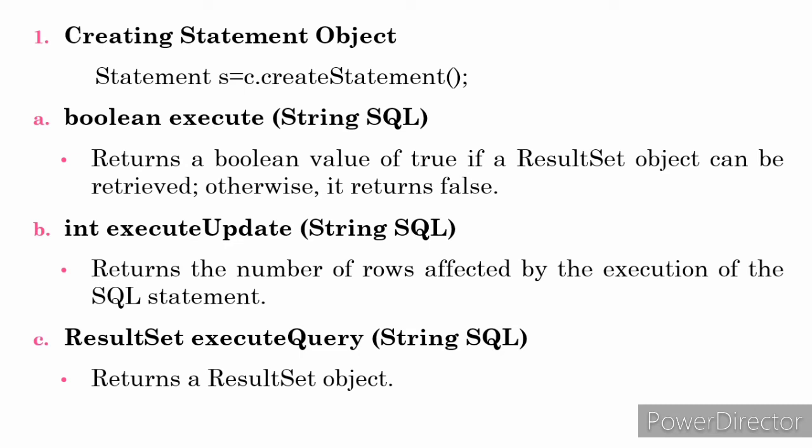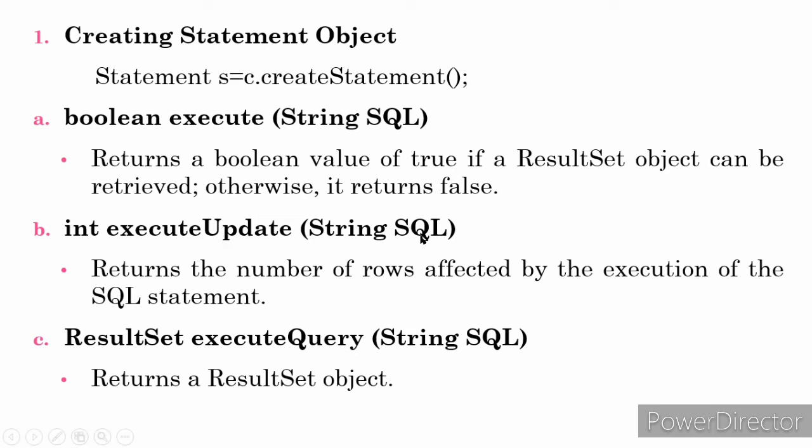There are 3 methods we will use to execute the queries. The first one is boolean execute(String sql). It returns the boolean value true if the result set object can be retrieved, meaning a result set object is accessible; otherwise it returns false. Next is int executeUpdate(String sql).